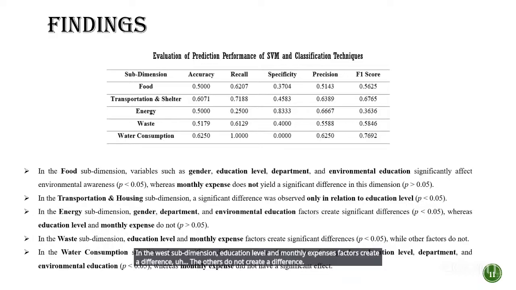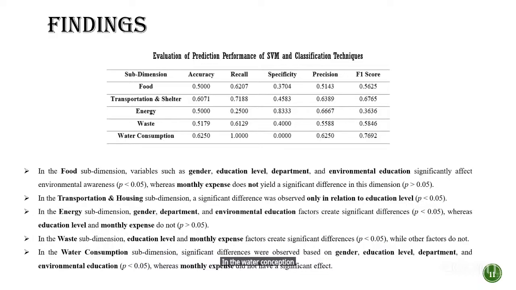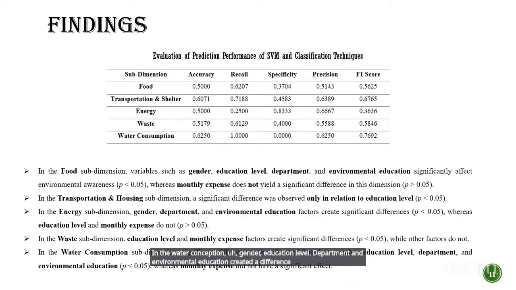In water consumption, gender, education level, department, and environmental education create a difference, while monthly expenses do not create a difference.